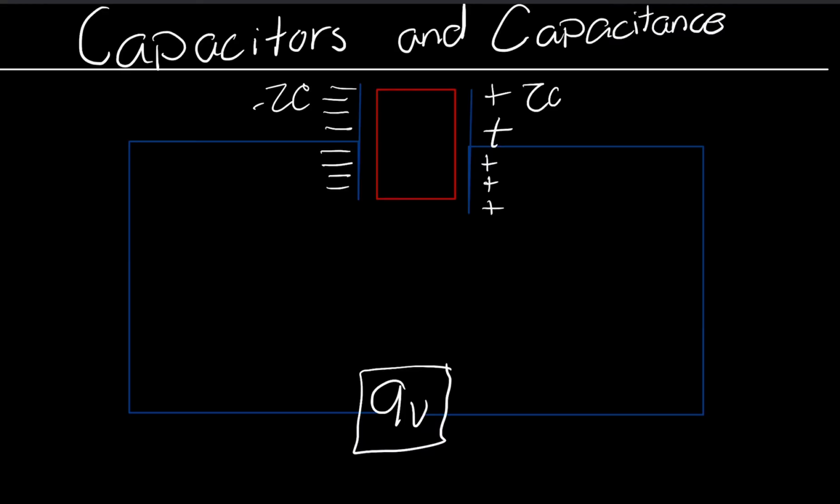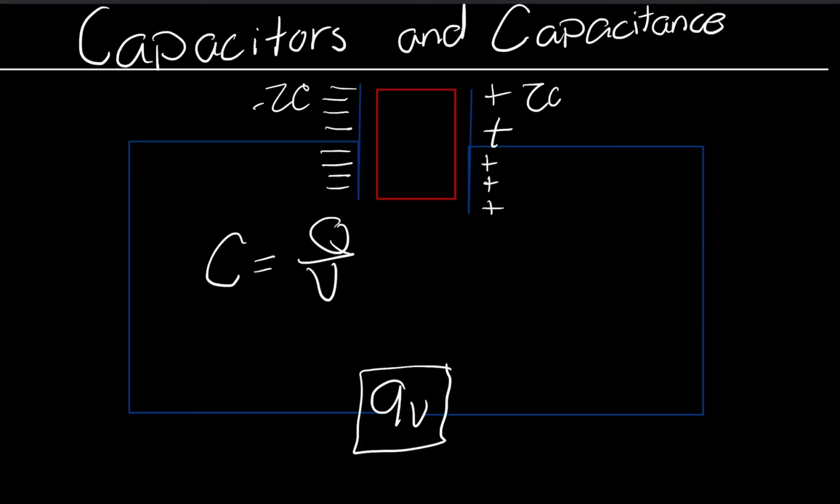And capacitance, we're going to go ahead and represent that with C, I'm just going to write that in the middle right over here. Okay. C is equal to Q, which is the charge, okay, divided by V, okay, and that is the voltage across the capacitor, okay.